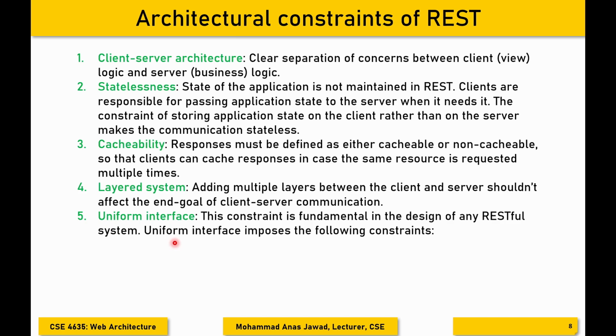Next, we have uniform interface. Now, this uniform interface constraint is fundamental in the design of any RESTful system. A uniform interface imposes the following further constraints. The first constraint is resource identification in requests. This means that individual resources are identified in requests by using unique URIs. So each resource will be identified by a unique URI that will be defined in your server. Whenever, as a developer, you are creating your web service, you will be defining a unique URI for each service that you have created.